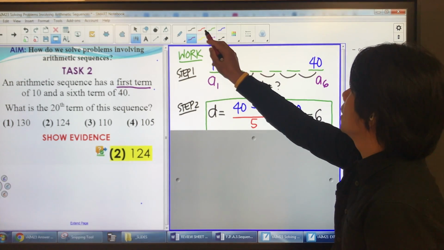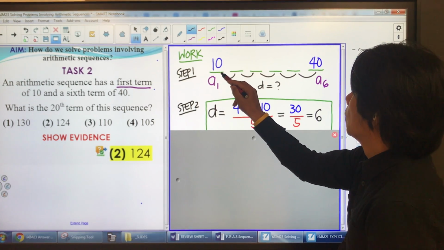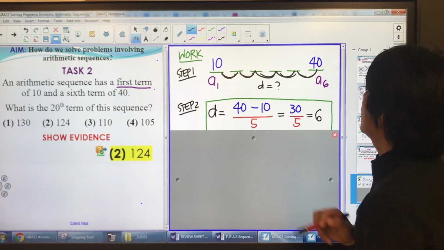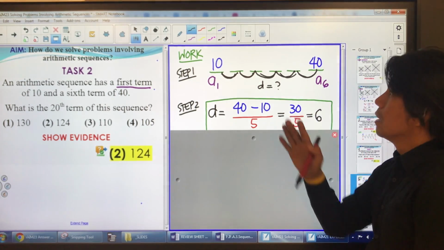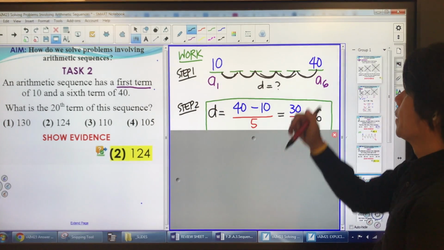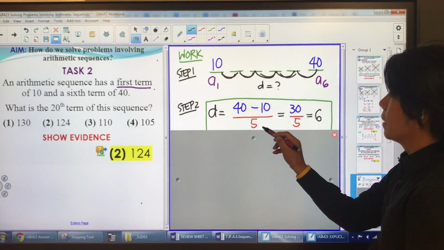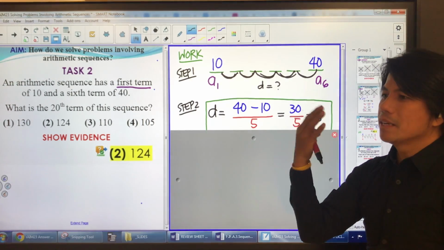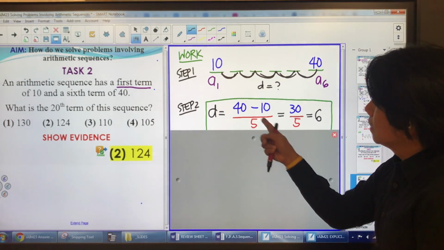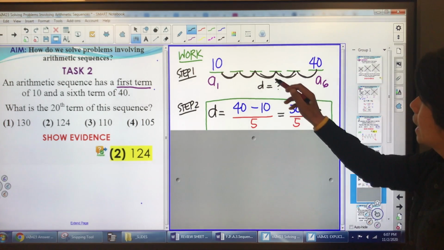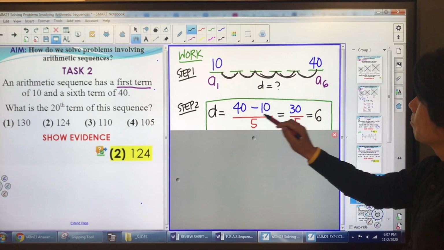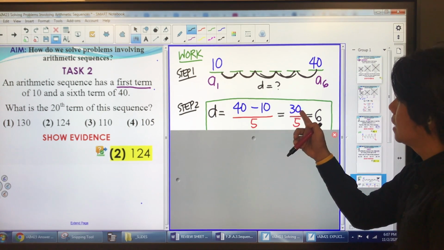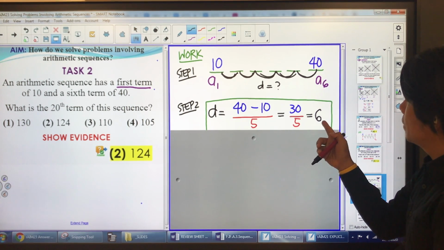What I mean by that is you count this. 1, 2, 3, 4, 5. So there are 5 skips from 10 to 40, so we need to divide it by 5. If there are 6 skips or 7, 9, that will be your divisor here. So in this case it's 5, therefore 40 minus 10, that's 30, divided by 5, and that is 6.